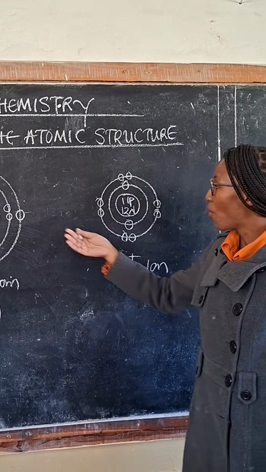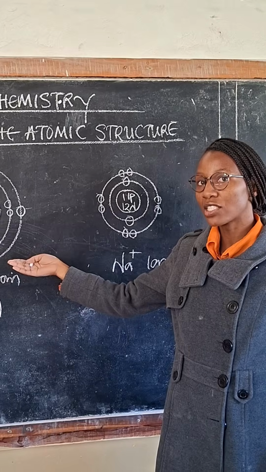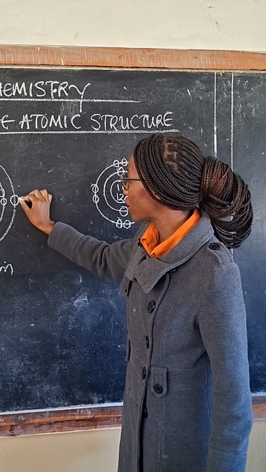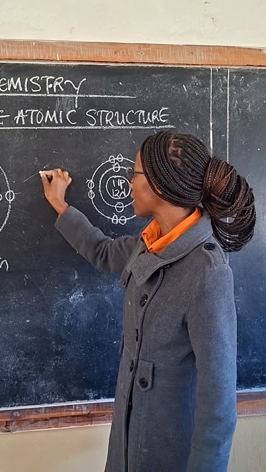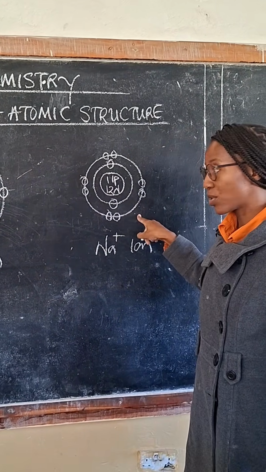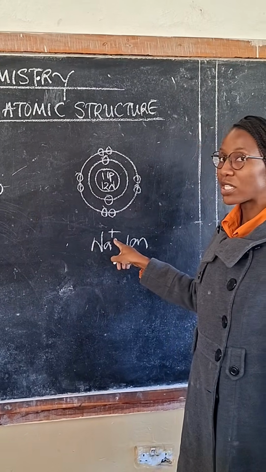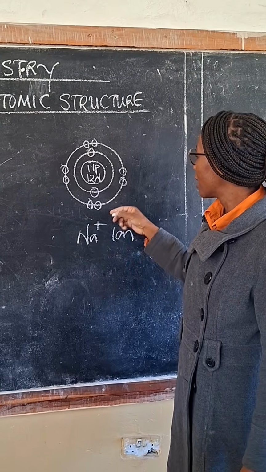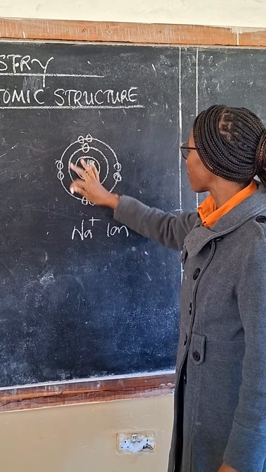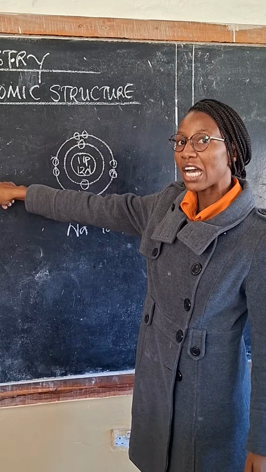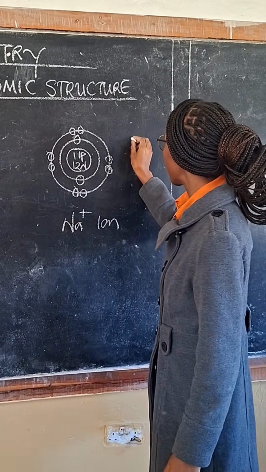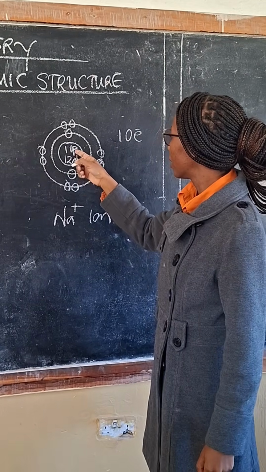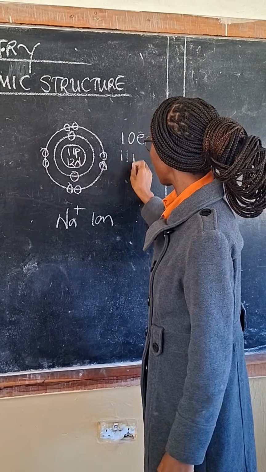So now, why does the metal become positively charged when it loses an electron? When we look at this atom here, it has one electron in its outermost shell. And when it loses it, it appears this way. The moment it loses it, it becomes positively charged, and we call it a sodium ion. Now when you look at this, it has remained with 10 electrons because one electron has been lost. So it will have 10 electrons and it will still remain with 11 protons in the nucleus there.